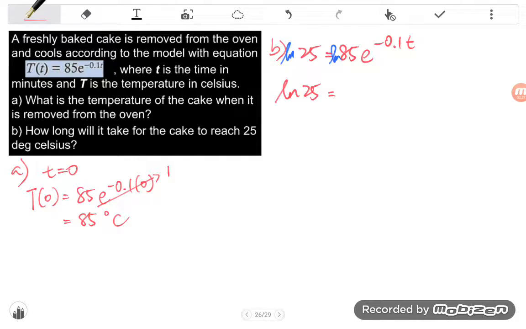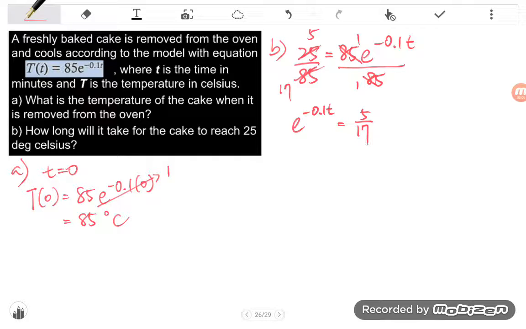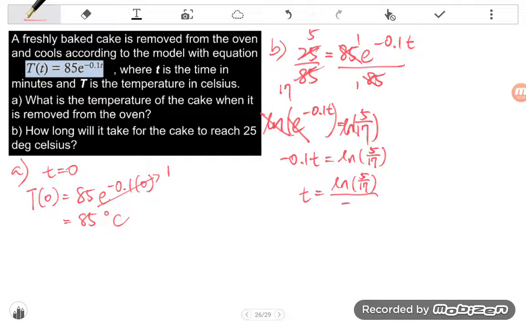On the right-hand side, in fact, I'm not going to do all this, because what I could do is divide both sides by 85. So that goes away. 25 over 85 would be 5 over 17. So I have e to the power of negative 0.1t is equal to 5 over 17. Again, because I'm trying to solve for that t, I'm going to take the natural log of both sides. Why do I go with natural log? It's so that I can cancel them out, right? They're inverses of each other. So I will get negative 0.1t is equal to ln of 5 over 17, and my t is simply equal to ln of 5 over 17 divided by negative 0.1.